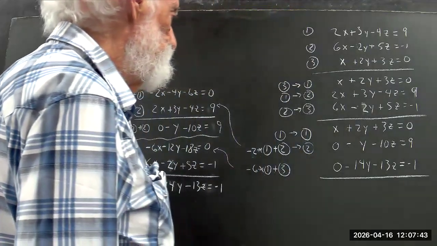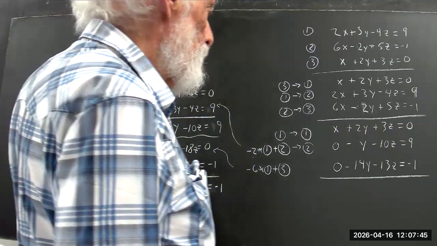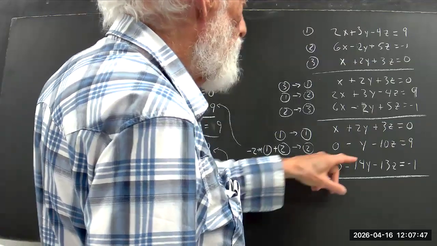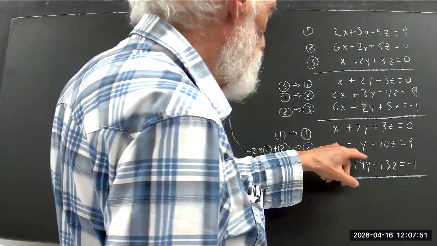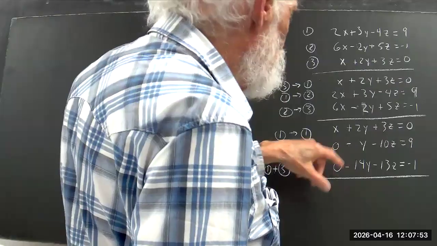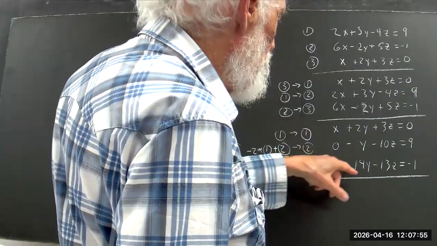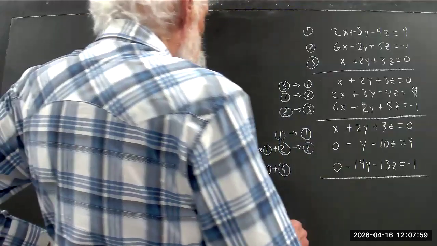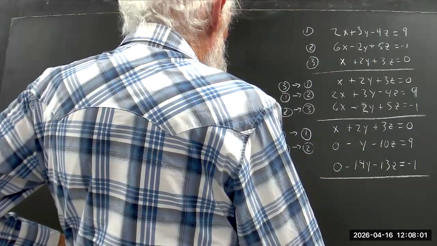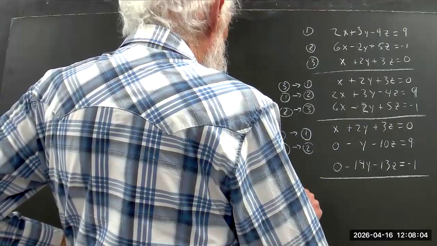Okay, the next thing I want is, I really want a 1 here where I have the negative y on my second equation. I've got zeros here and here. I want to have a 1 here. Okay, so in order to get that, I take my third equation, my second equation.